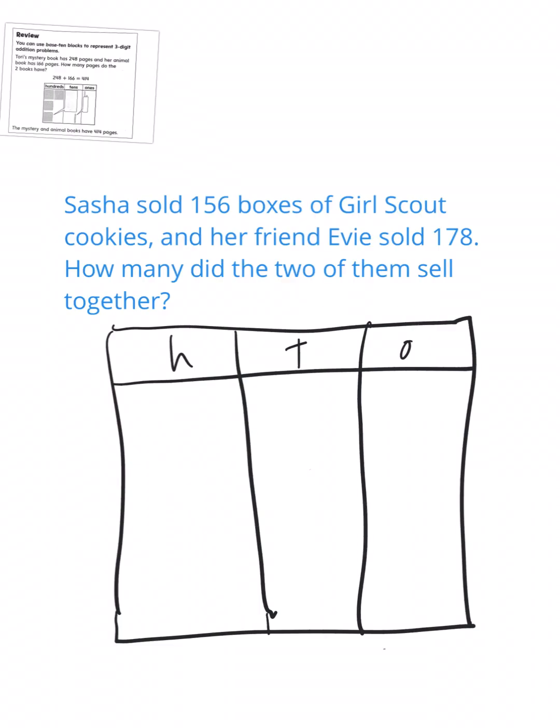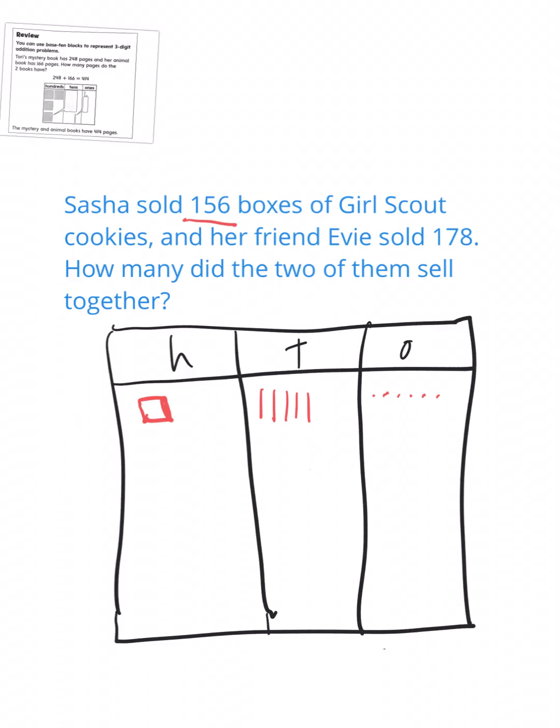Okay, so I want to represent Sasha's cookies and I want to represent Evie's cookies, and then I'm going to combine them. So I'm going to do Sasha's first. Sasha has 156 boxes. So we have 100, remember that's the box or the flat showing 100. Imagine those physical base 10 pieces and it looks like an actual square. We have 5 tens, 1, 2, 3, 4, 5, and we have 6 ones, 1, 2, 3, 4, 5, 6.